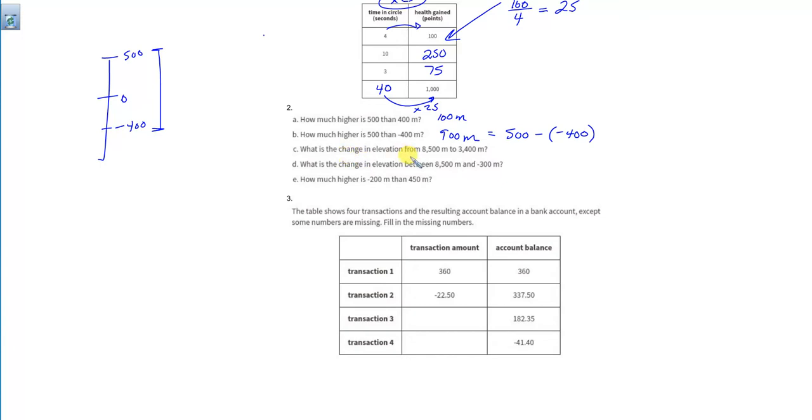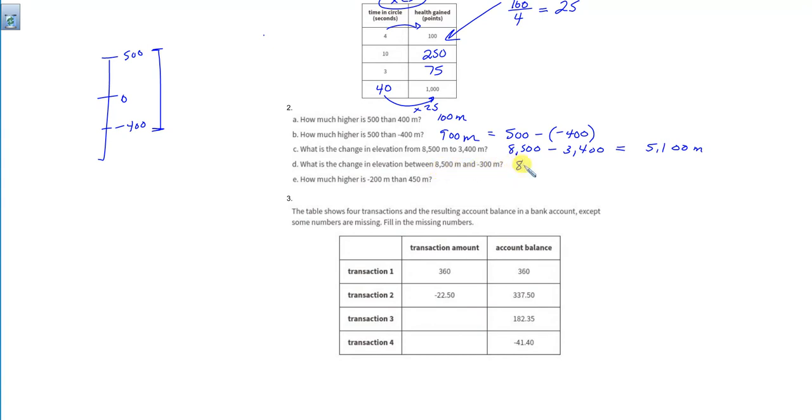What is the change in elevation from 8,500 to 3,400? That would just be 8,500 minus 3,400. Think of it as 85 minus 34, and then tack on 2 zeros when you're done. You're going to have 2 zeros at the end, and you just got to find out how far apart these two things are. And I believe that's 51, so 5,100 meters higher.